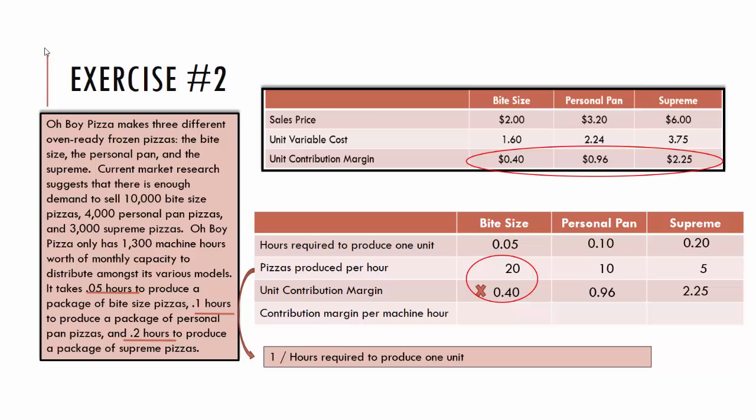So for each hour that we run machines, if we made bite size, we'd have a total contribution margin of $8. It'd be 40 cents per bag, and we can make 20 bags. For Personal Pan, it's 96 cents per package. We can make 10 of them, which means our contribution margin per each machine hour, per unit of our constraint, is $9.60. And then for Supreme, we can make 5 of them an hour, but each one has a whopping unit contribution margin in comparison to our other products of $2.25, which means the Supreme Pizza has a contribution margin of $11.25 per machine hour.